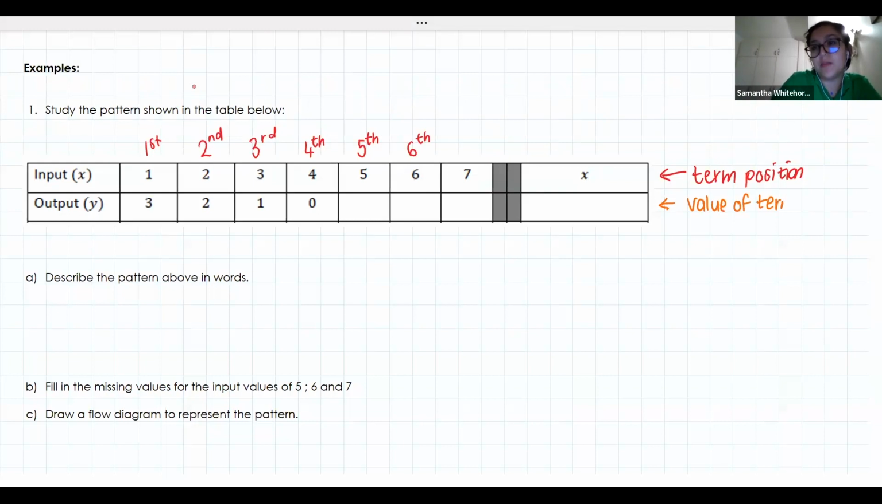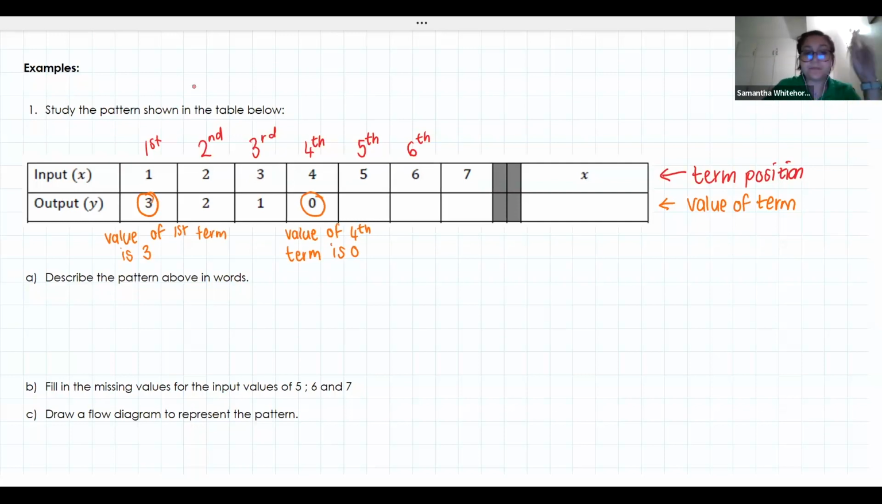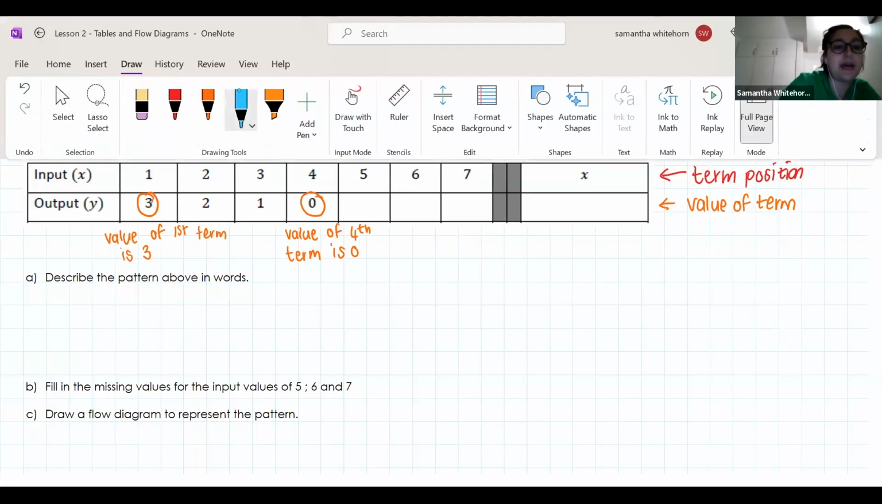So, for example, if we look at this 3 here, this is saying that the value of the first term, because X is 1, is 3. If we look at this output here, this is saying the value of the fourth term, because X is 4, is 0. Probably write that there as well. Right, so that is what our X and Y represent if we now relate it to a list of numbers, a number pattern. Now, the first question is asking us to describe the pattern in words.